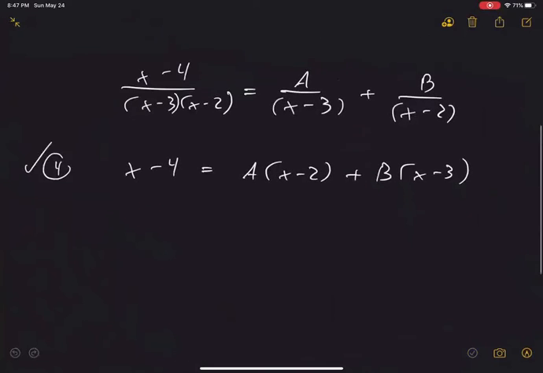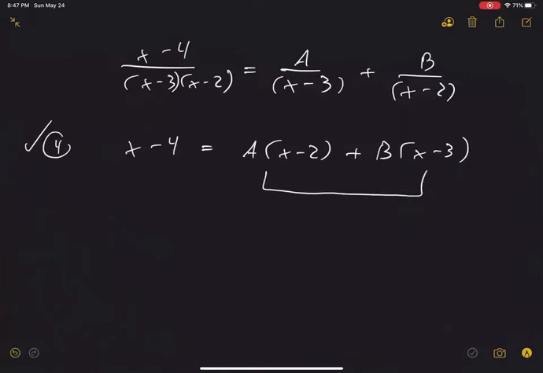So what did I say we were going to do? Let's multiply everything on the right side. Let's multiply it all out.